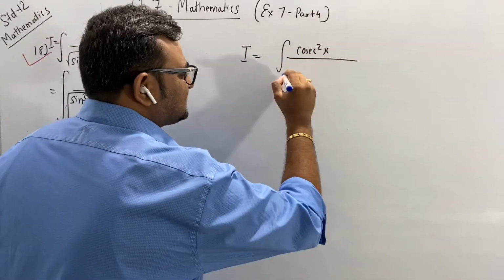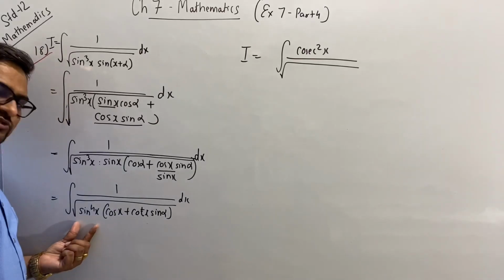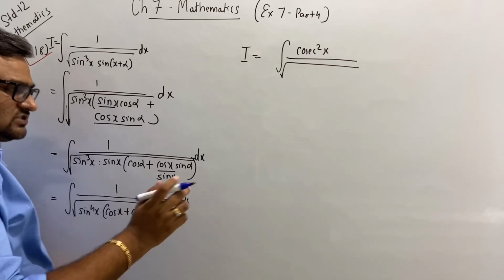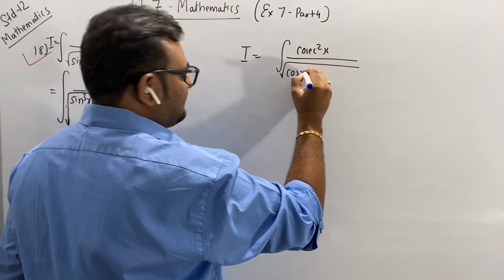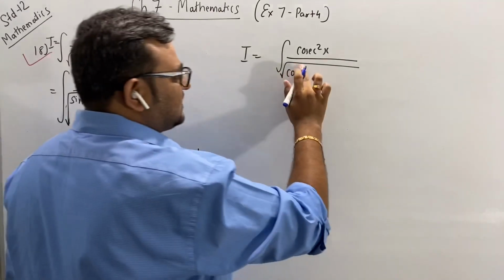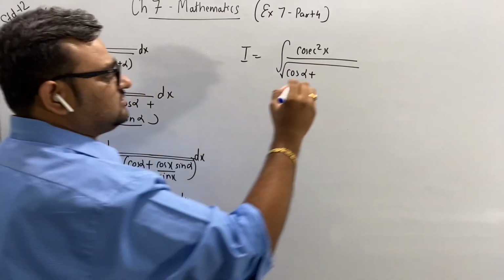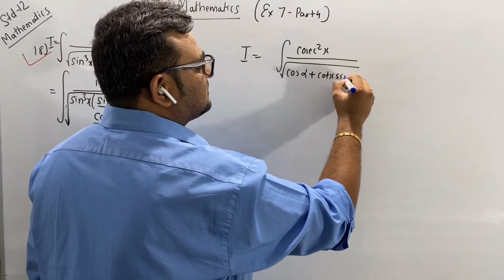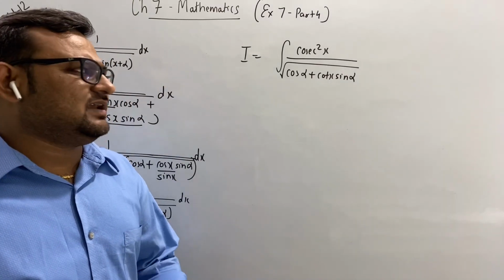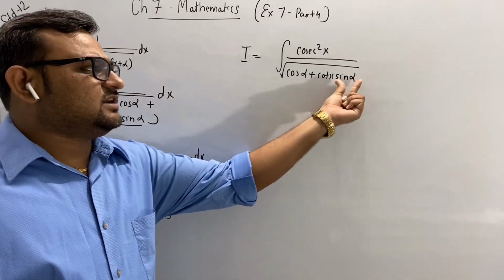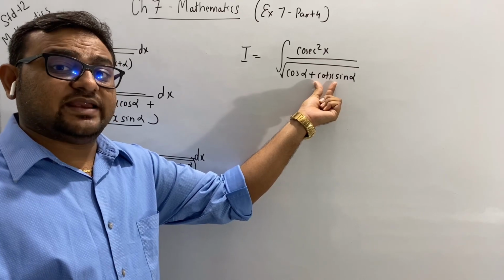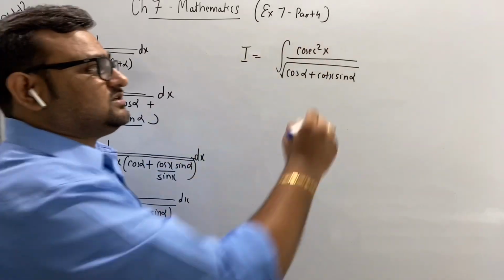Cosec square x upon, now see I have already taken the sine square x outside, so 1 by sine square x, cosec square x. Cos alpha plus cot x sin alpha. Sorry, it's cos alpha, not cos x. Clear? Now see, when you think of cos alpha as constant and sine alpha as constant, what is the derivative of cot x? Minus cosec square x. And we are having cosec square x, right?